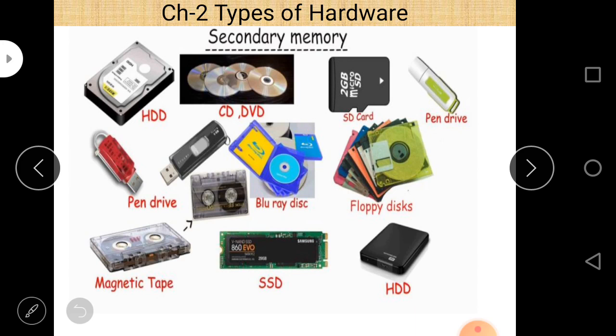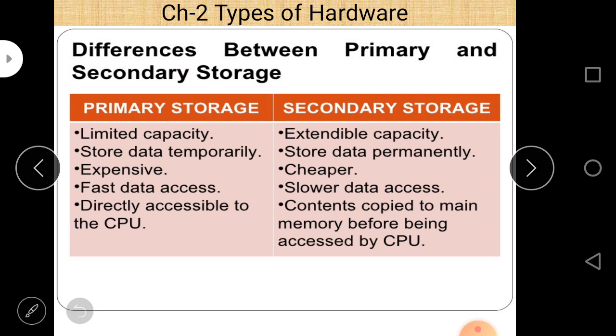And these are the different types of secondary memory. We can see hard disk, CD, DVD, SD card, pen drives, Blu-ray disc, floppy disk, magnetic tape, and SSD. These are all types of secondary storage memory.